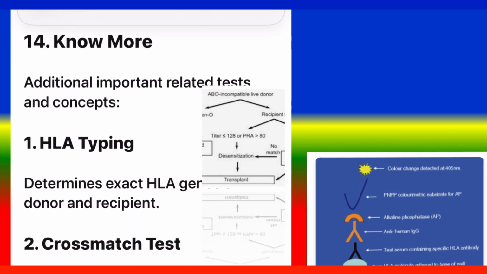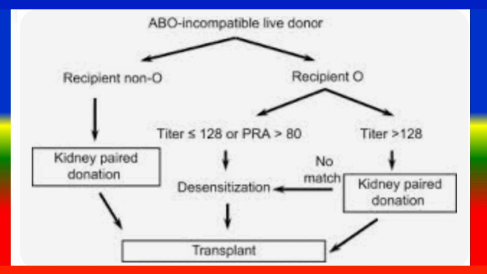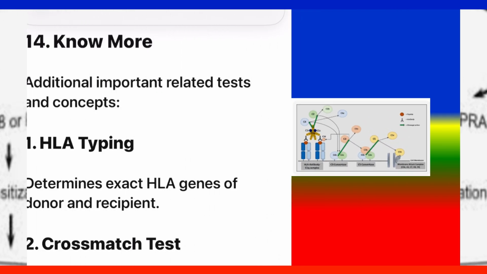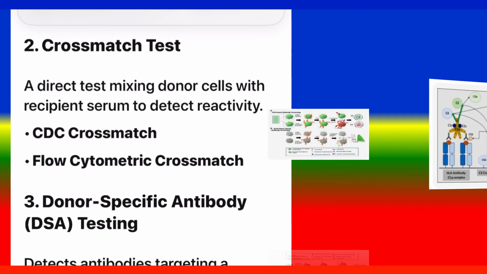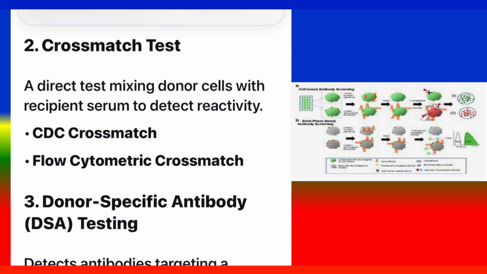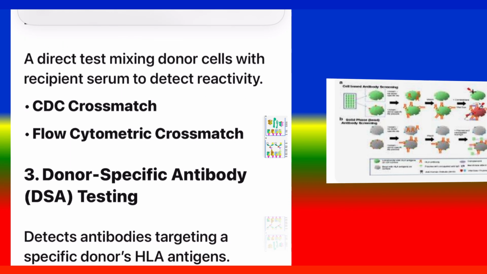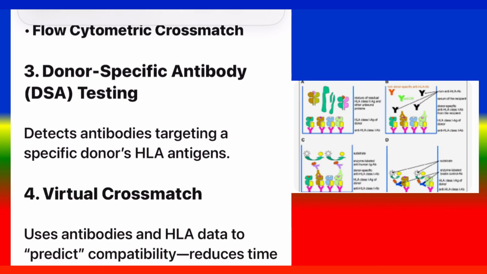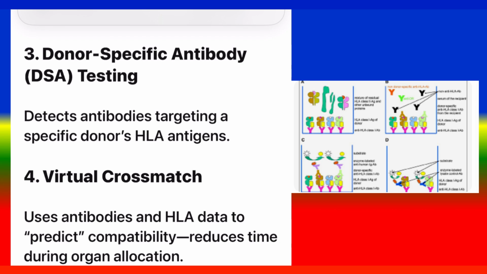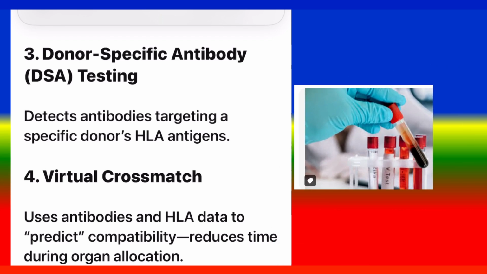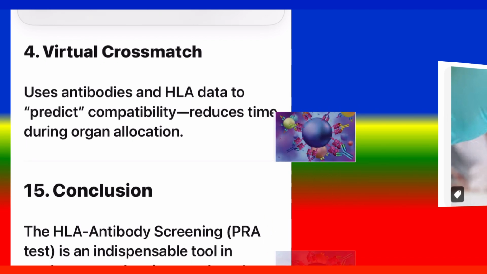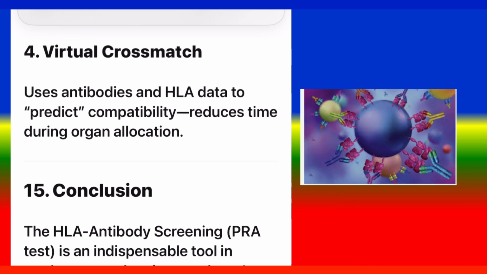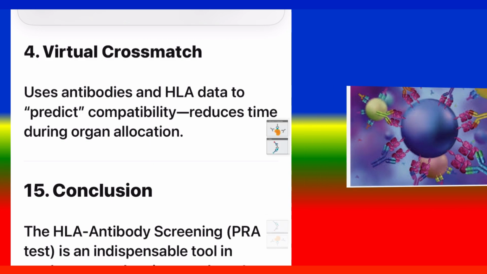Number 14. Additional important related tests and concepts. 1. HLA typing determines exact HLA genes of donor and recipient. 2. Cross-match test, a direct test mixing donor cells with recipient serum to detect reactivity: CDC cross-match, flow cytometric cross-match. 3. Donor-specific antibody, DSA, testing detects antibodies targeting a specific donor's HLA antigens. 4. Virtual cross-match uses antibody and HLA data to predict compatibility, reduces time during organ allocation.